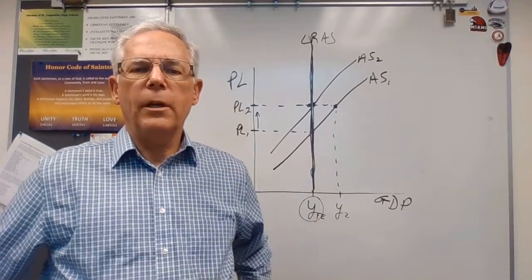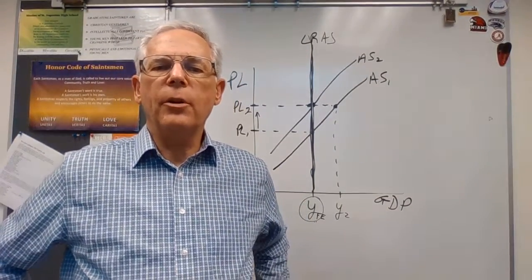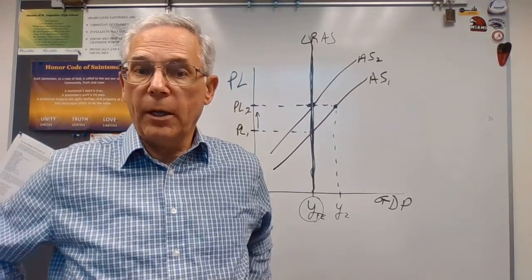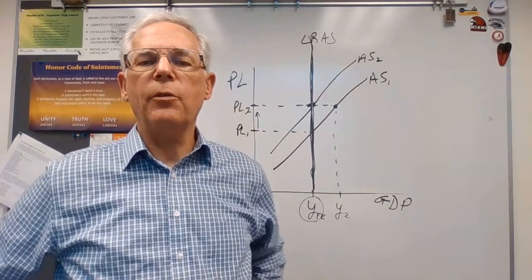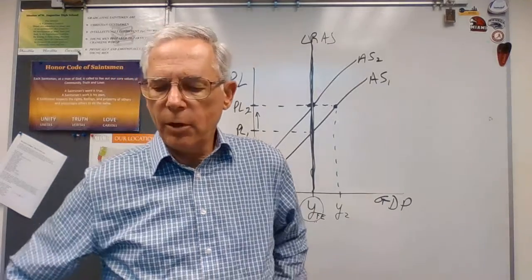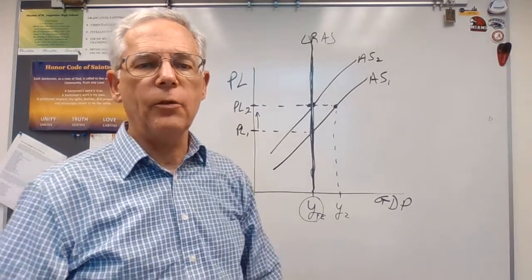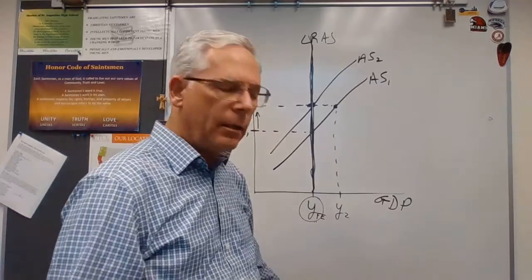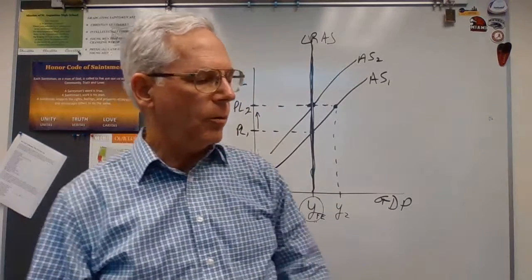Okay, video number 4 in chapter 32. This is about the determinants of the aggregate supply curve. Now, when we talk about the determinants of the aggregate supply curve, we're talking about the determinants of the short-run aggregate supply curve, the upward sloping short run.